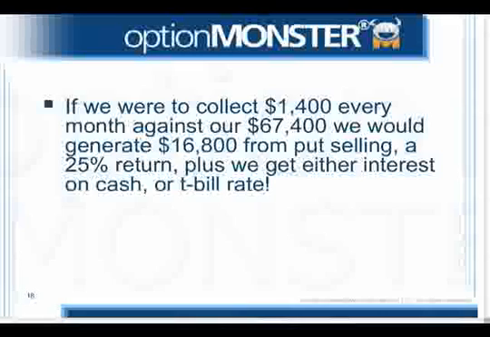Now, if you were to collect $1,400 against the $67,400 that you've got in cash or T-bills or whatever over at your brokerage firm, you generate almost $17,000 a year from selling puts, which is a 25% return, plus whatever interest you get on whatever you funded your account with, T-bill or cash. So you have a 25% plus return from the sale of those puts. And again, we believe the reason is that the volatility is so high, you're able to take advantage of that and put it into your pocket.